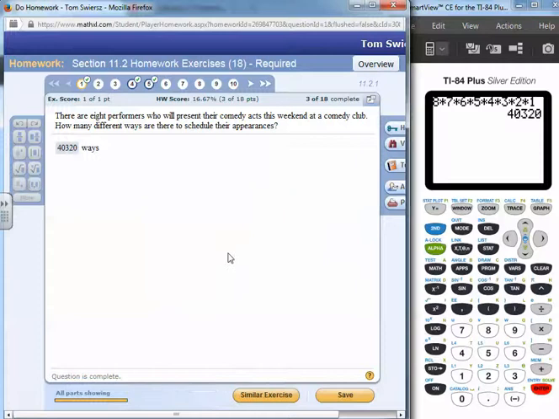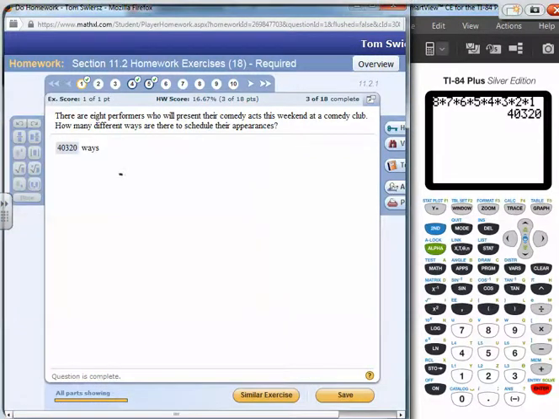Now, on the TI-83 or 84, there's a factorial key. When you start with a number and multiply all the way down to 1, so 8 times 7, 6, 5, 4, 3, 2, 1, this is called 8 factorial. It's 8 followed by an exclamation point. It will automatically multiply all those numbers for you.